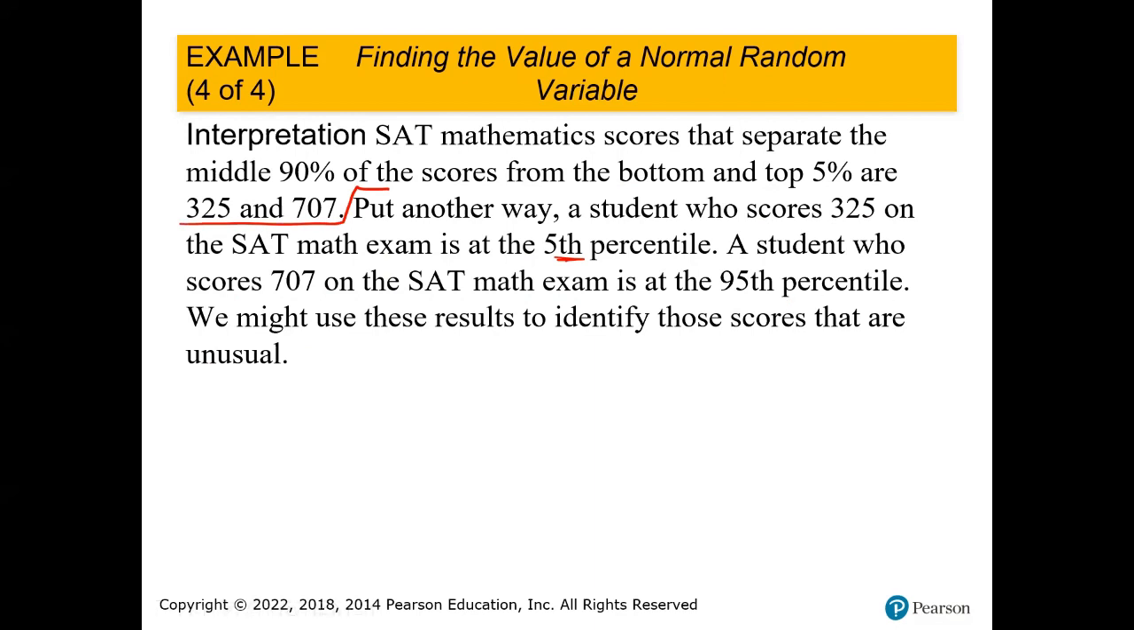And then we could use those results to identify anything that would be unusual. Because remember, unusual, we've always kind of set as that standard of 5%. So any score less than 325 would be unusual, and any score greater than 707 would be unusual. Okay, does it happen? Yes. Is it common to happen? No.